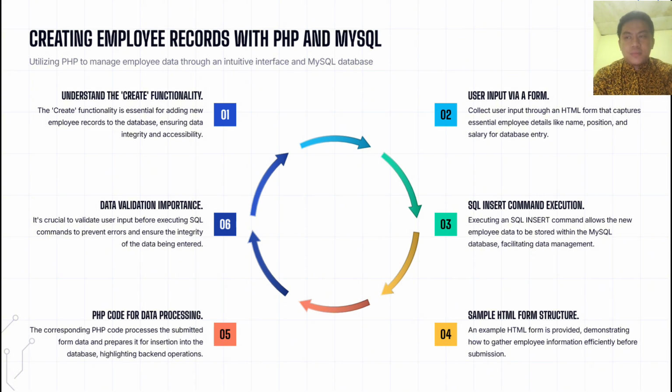And there are 6 steps for it. First is understand the create functionality. The create functionality is essential for adding new employee records to the database, ensuring data integrity and accessibility. Second is user input via a form. Collect user input through an HTML form that captures essential employee details like name, position, and salary for database entry.